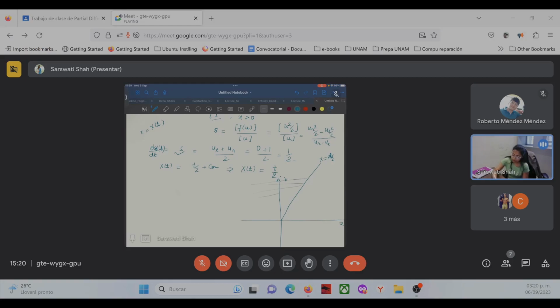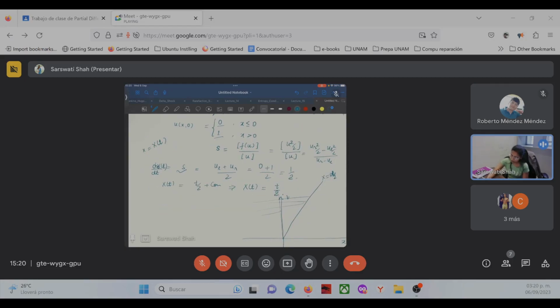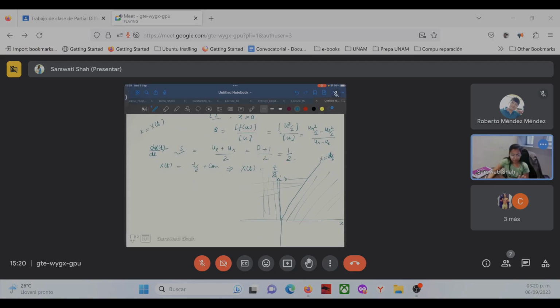Before this, the solution is 0. So the solution is going to be like this, and after this, the solution is going to be like this. Is it clear? dx over dt equals 0, so dt over dx equals infinite. So this will be a straight line, and that will be 45 degrees. And this is the curve of discontinuity.